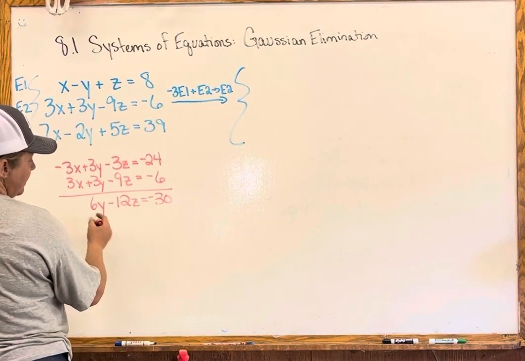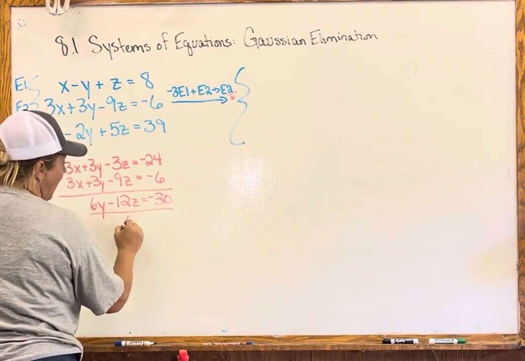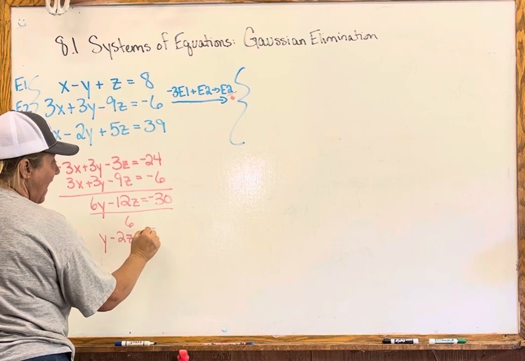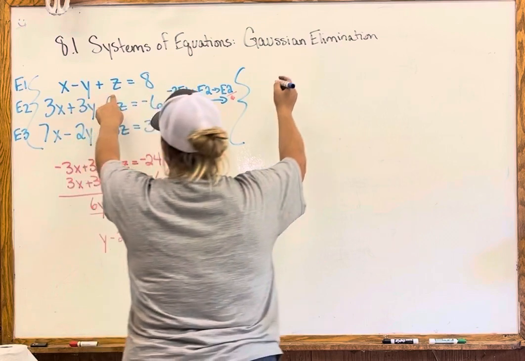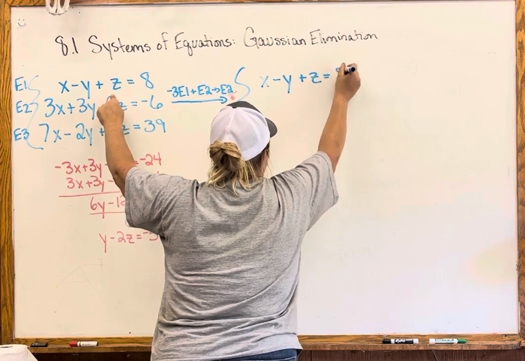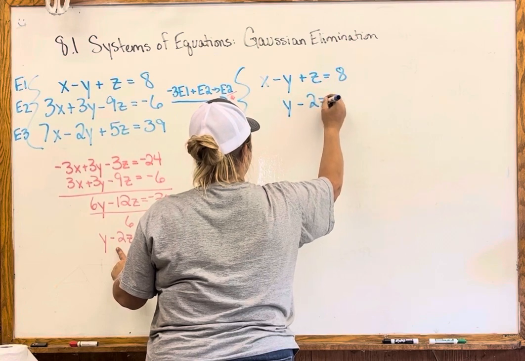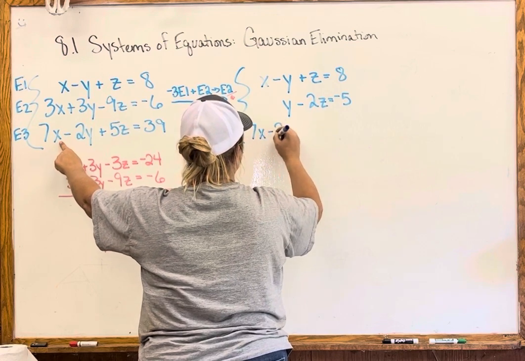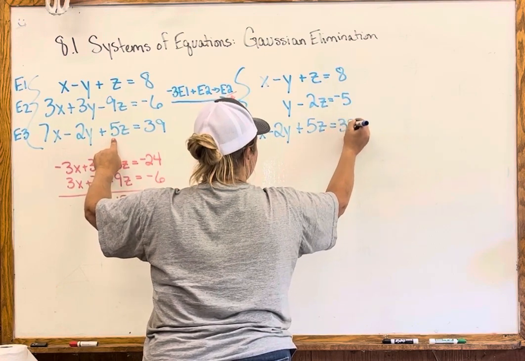All right, so we can divide everybody by 6. If we divide everybody by 6, we get y minus 2z equals negative 5. And that will make that second equation even prettier. So our first equation is still x minus y plus z equals 8. But our second equation is now y minus 2z equals negative 5. And our third equation is still this guy. Nothing's changed there.